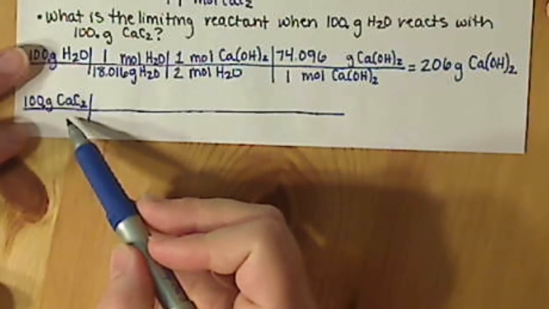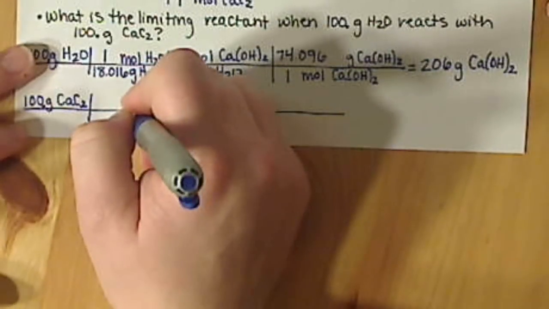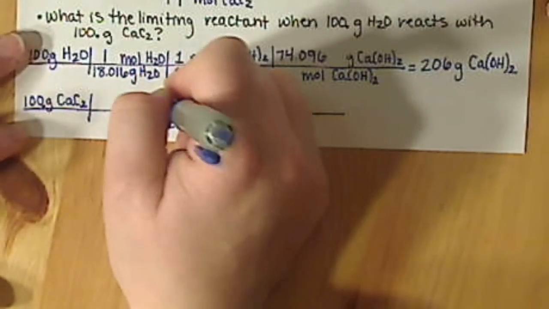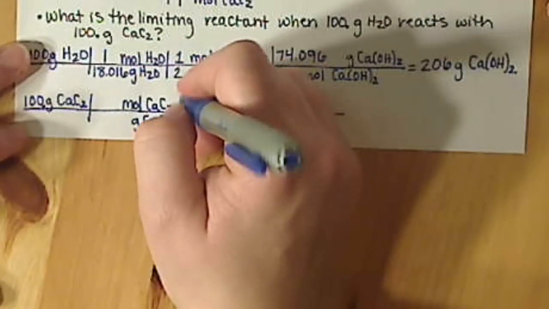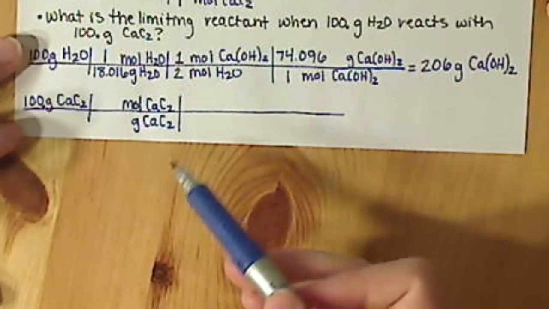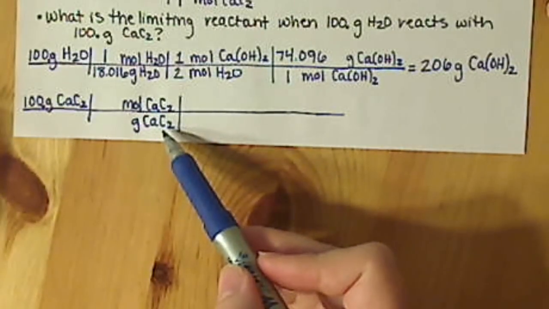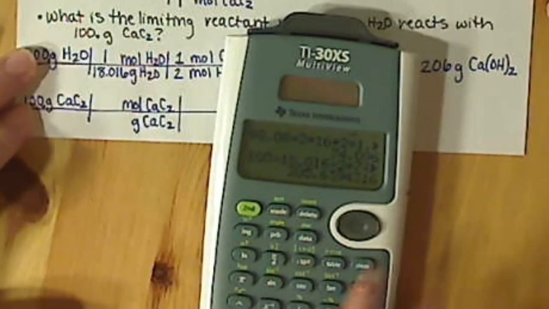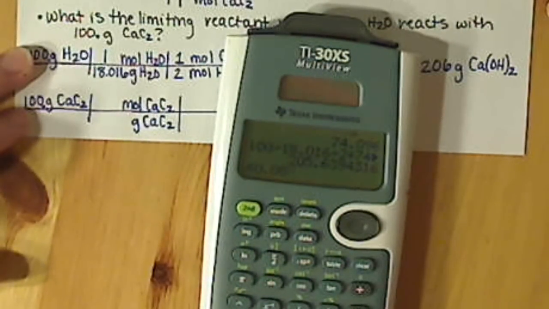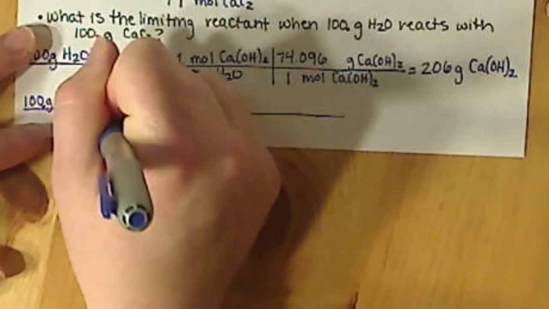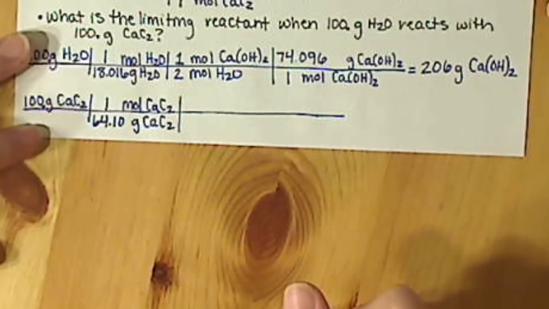All right, 100 grams of calcium carbide. We want to go from grams of calcium carbide to moles of calcium carbide. And that's our molar mass, so we're going to consult our periodic table. Calcium has 40.08 of a molar mass. Carbon has 12.01. So we have 40.08 plus 12.01 times 2. So we have 2 carbons there. So I have 64.10 per 1 mole.